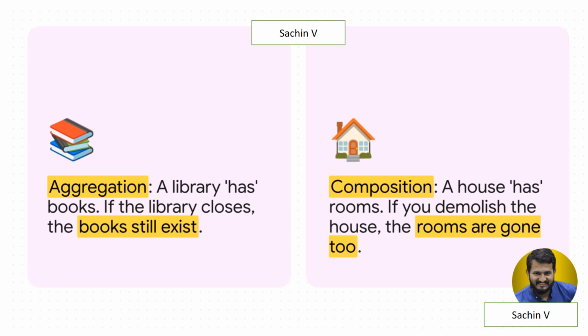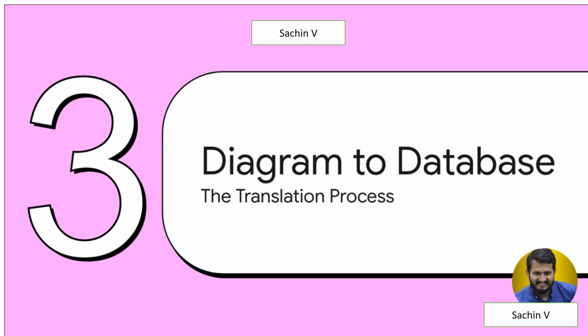This is how you stop orphan data and weird logic errors right at the design stage. So we've designed this beautiful, logical blueprint, awesome. But now for the most important part. How do we turn this drawing into an actual working database? Let's walk through that translation.